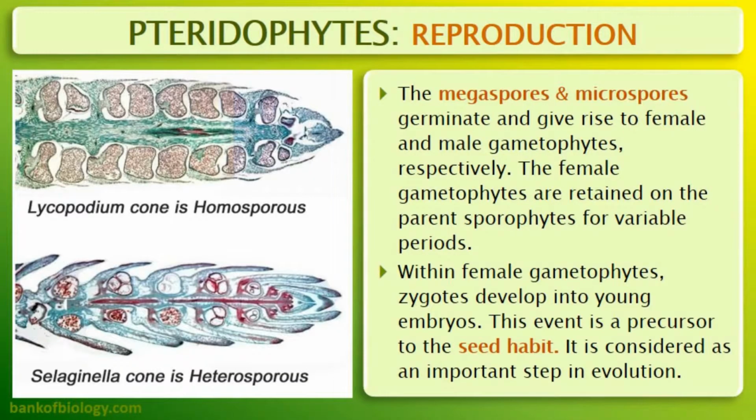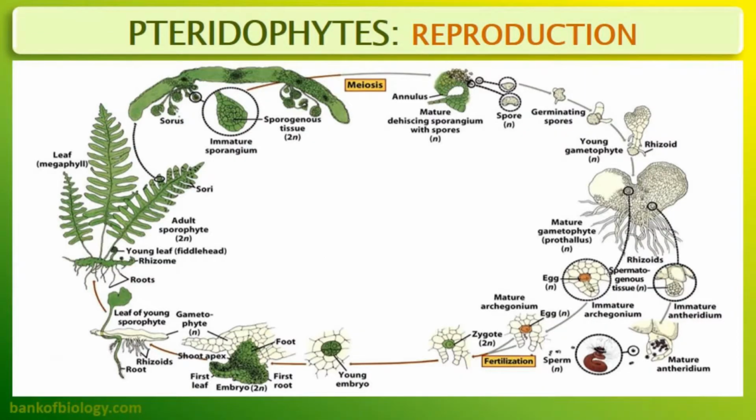The megaspores and the microspores germinate and give rise to the female and the male gametophyte respectively. The female gametophyte will be retained in the parent sporophyte for some period. Within the female gametophyte, the zygote develops into the young embryo, and this becomes the precursor to the seed habit, and it is considered an important event in evolution. Now let us see the life cycle of pteridophyte.